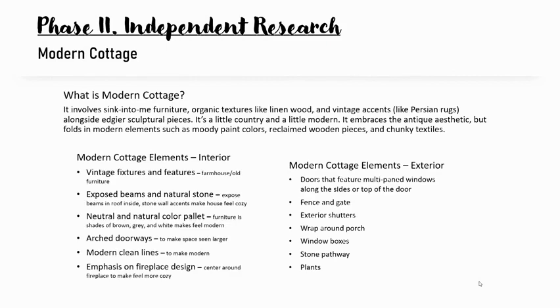Phase 2, Independent Research, Modern Cottage. This is where we had to choose an architect or architectural style to research. I chose Modern Cottage.